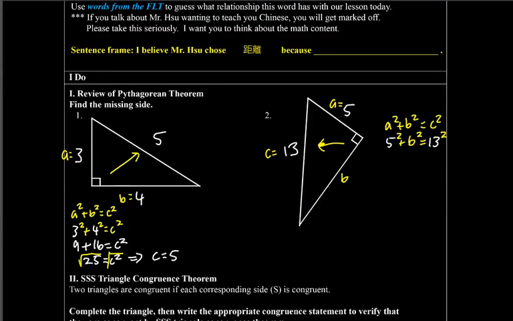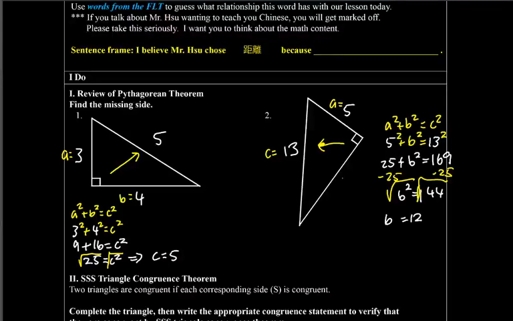And then 13 squared. All right, so let's see. 25 plus b squared equals, that's going to be 169. We can subtract 25 from both sides. And then that is going to be 144. Square root both sides. And b equals 12. Okay, so that is 12. Great. So Pythagorean theorem, that's what we got there.